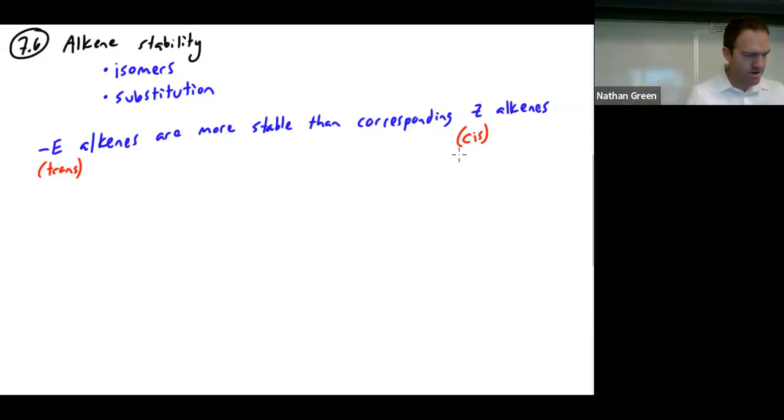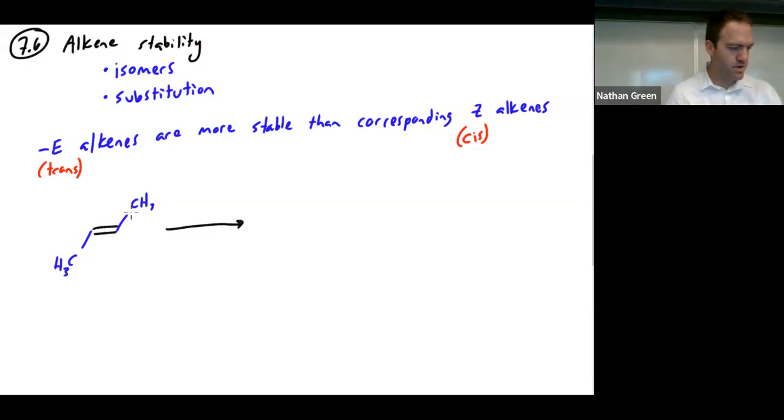So let me run an experiment for you that you have not seen yet, where I'm going to start with two different alkenes. I'll have one where the alkene is E. And what I'm going to do is remove that double bond.